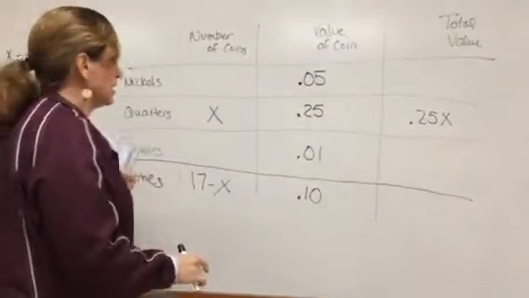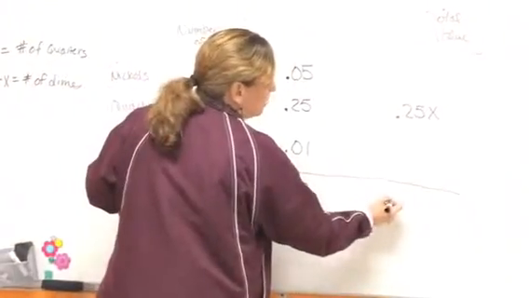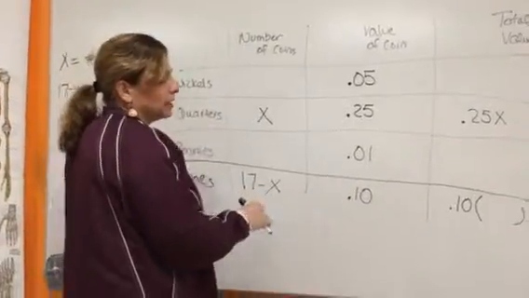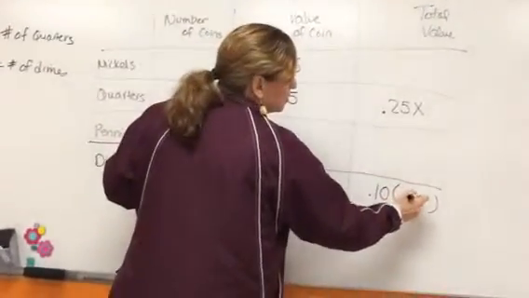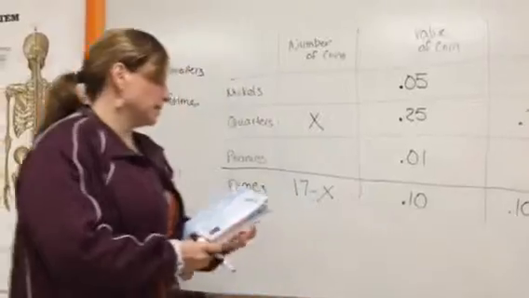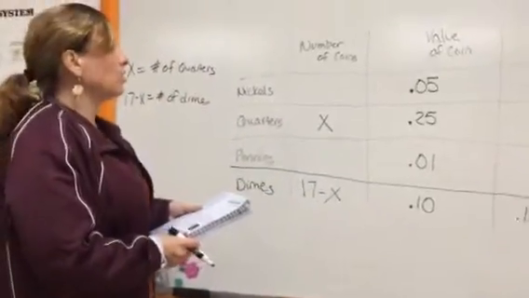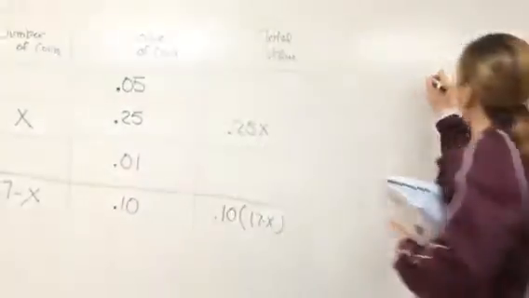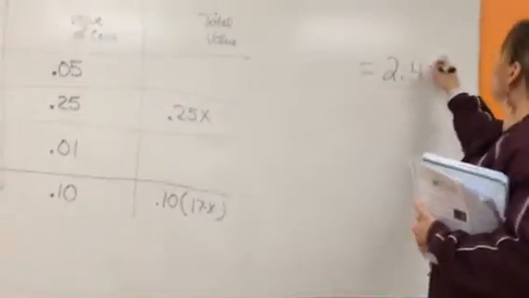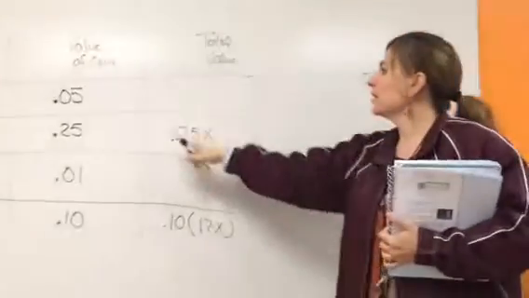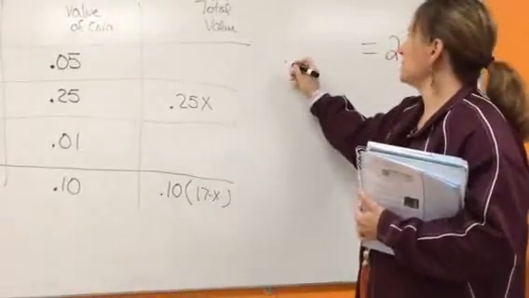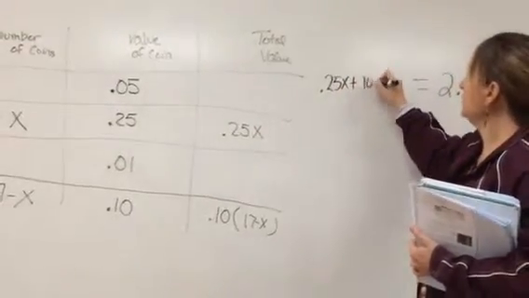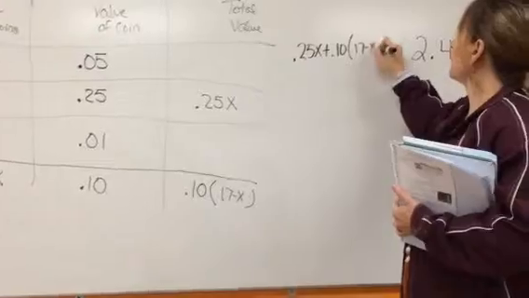Down here, we have to do the same thing. It's going to be 0.10. This is where you have to be careful. You have to put it inside the parentheses because of the distributive property. So it's 0.10 times 17 minus x. Now, I know the total equals $2.45. So what equals $2.45? Quarters plus dimes. So I'm going to do 0.25x plus 0.10 times 17 minus x.